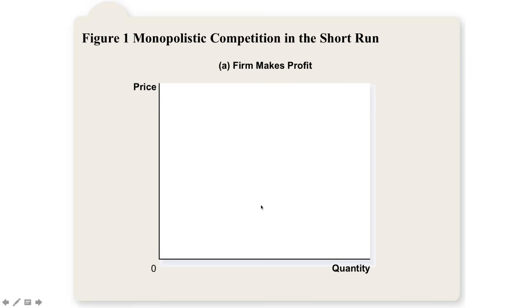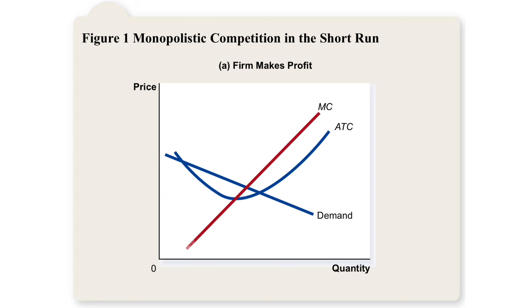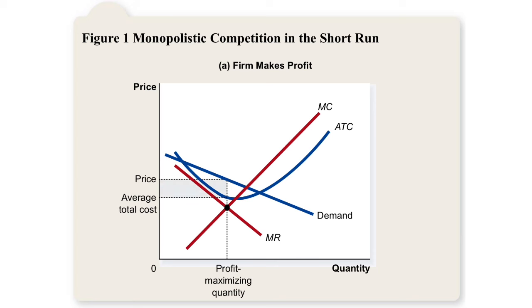So this is the typical monopolistic competitive firm in the short run. Now, the firm faces a downward sloping demand curve. Marginal revenue is less than demand. The firm produces where MR equals MC. They mark up the price, and they could possibly be earning positive economic profits.